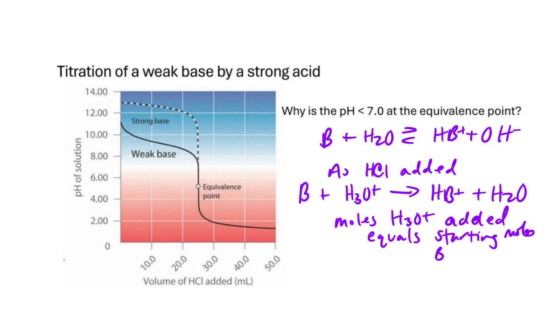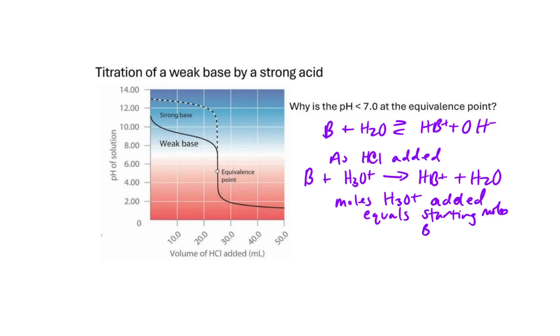At the equivalence point, we've completely reacted that base away. There's no base left in solution. Okay. We've added an equal number of moles of HCl as we started with of base. And so at that point, all we have left is HB plus in solution. And so the equilibrium that matters at that point is HB plus plus H2O in equilibrium with B and H3O plus.